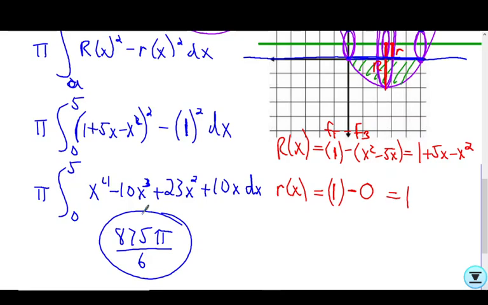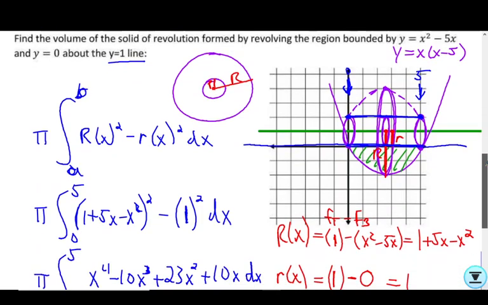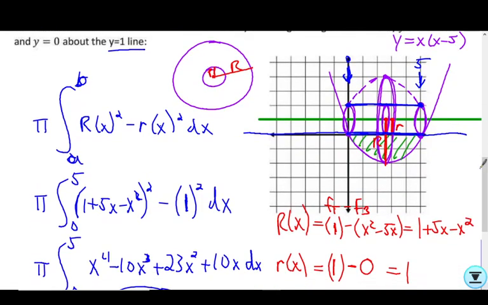And I'm not going to go through all the algebra right now. But that's basically it. It's the same thing as the disk method. The only difference is that instead of coming up with one radius, I have an inside radius and an outside radius, a big radius and a small radius. So it's relatively simple.